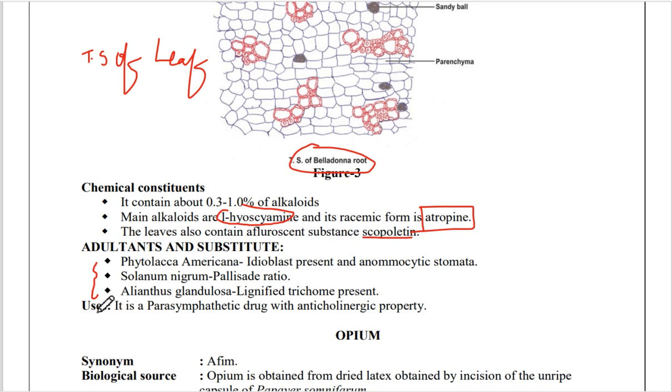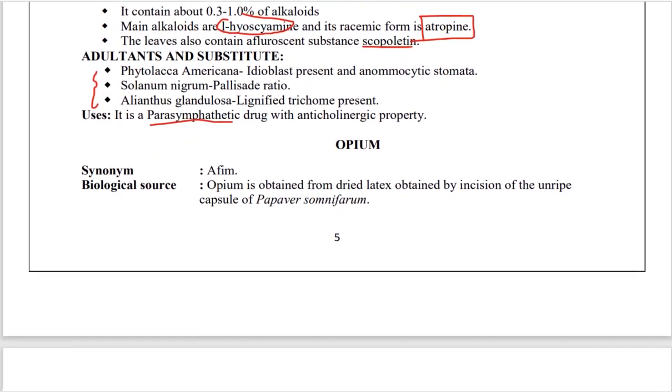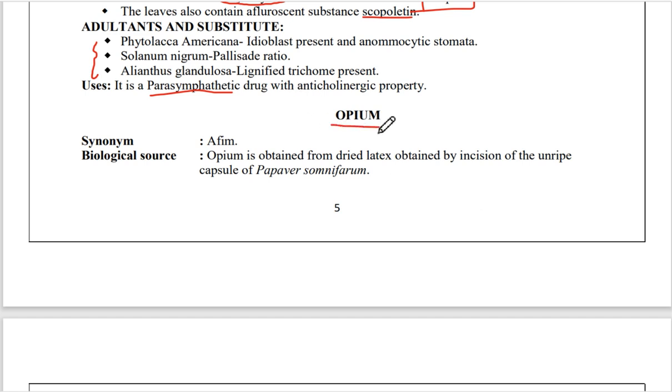Okay, that is the fake or spurious substance. Okay, that has no pharmacological or therapeutic action. The use is atropine. Atropine is a parasympathetic drug with the cholinergic property. The last drug mentioned in the syllabus for alkaloids is very important, opium.